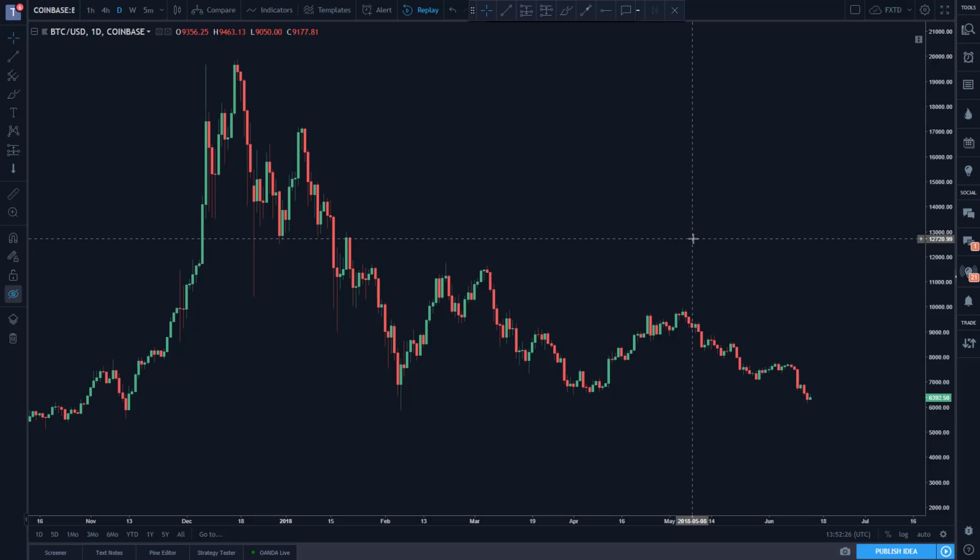So I want to do a video here, an update for Bitcoin. We're looking at the Bitcoin chart for GDAX, and I want to go over a couple of things where we're at, kind of what's going on, and what we're noticing.